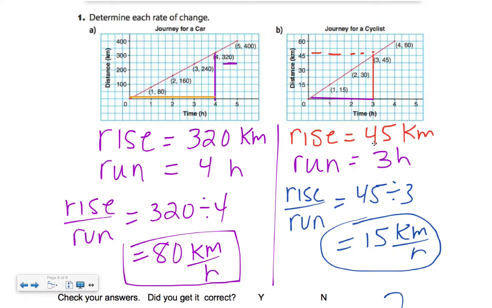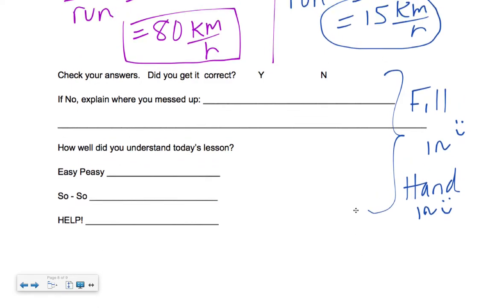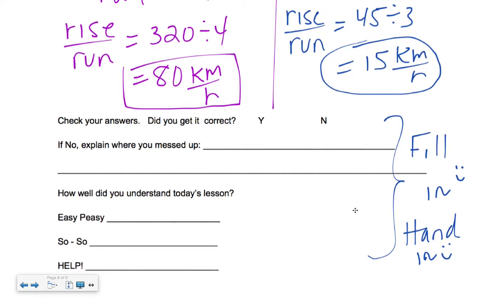Okay, the next one, checking your answer, 45 kilometers is how much it goes up by in the red, starting at 0 and coming up to here. And the run is that it goes over by 3 hours. So divide them and you get a rise over run of 15. Fill that part in, check your answer, and hand it in, please, to Mr. Burgess.